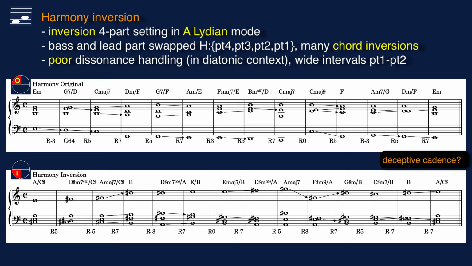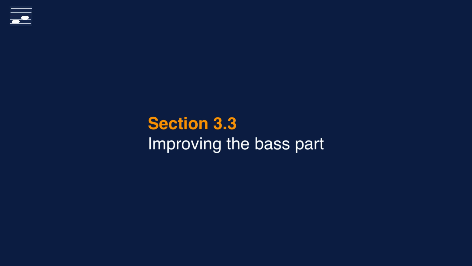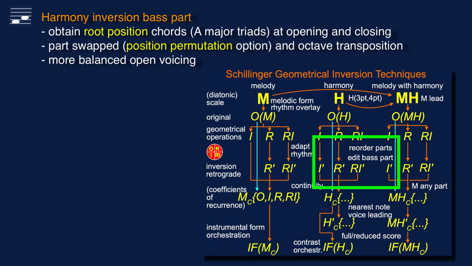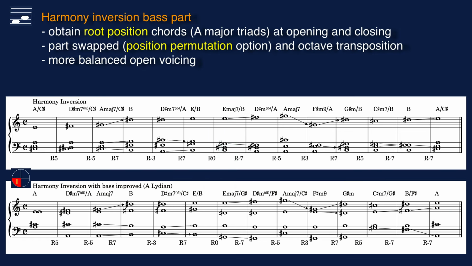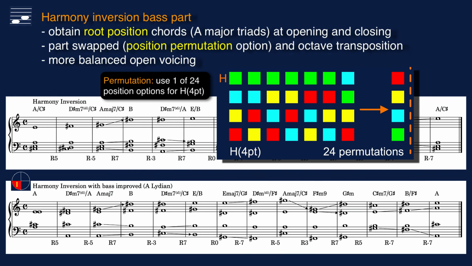The closing chords to me sound like a deceptive cadence. Is there something we can do to improve this setting, the result of the strict geometrical inversion operation? In the diagram we are at the step in the middle, where we have the option to reorder the parts and use a different stacking. Swapping a number of parts is equivalent to a different permutation in the set of 24 possibilities.